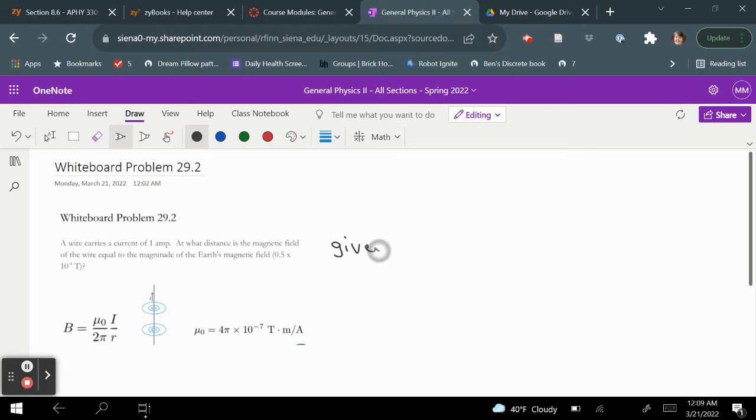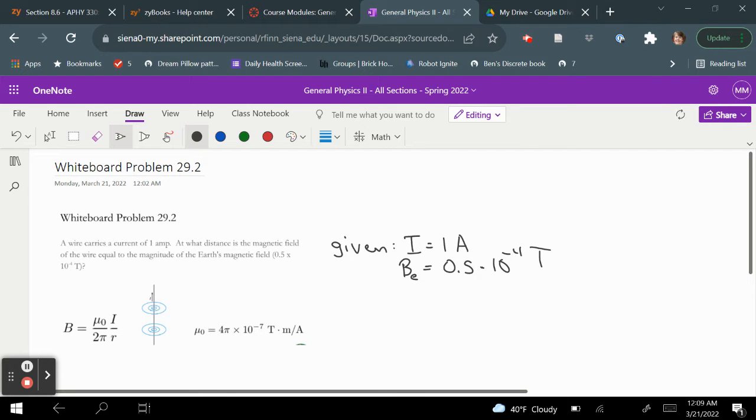So given, we have I is equal to 1 amp. We have the Earth's magnetic field, so we'll say B sub E for Earth is equal to 0.5 times 10 to the minus 4 Tesla. We are given our value for mu naught right there, or that's our, I guess, our known. And what we're trying to find is R in this equation.